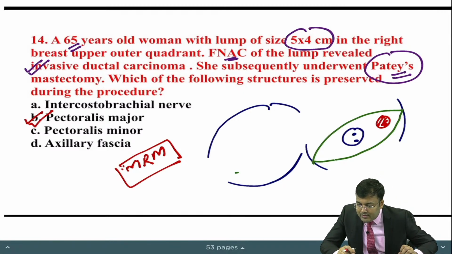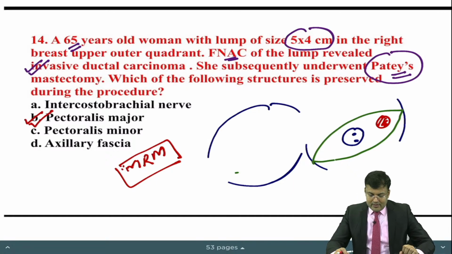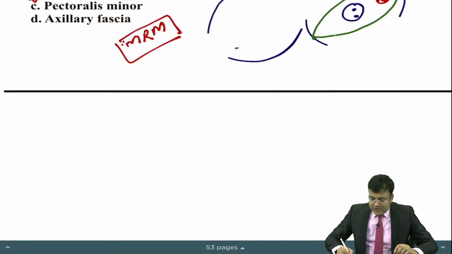So Jailendra, Gaur, Prashant Srivastav, Anuj Tiwari, Dr. Ayush, Aishwarya Saha, Prashant Avasthi, everybody is correct. Correct answer is pectoralis major.